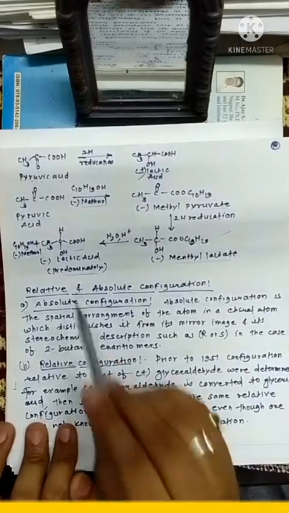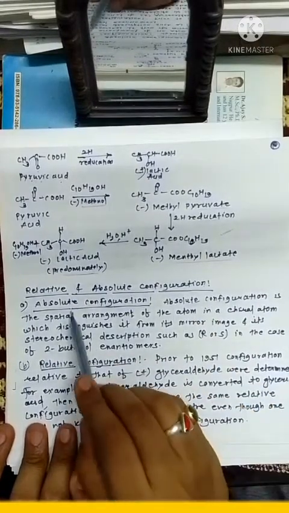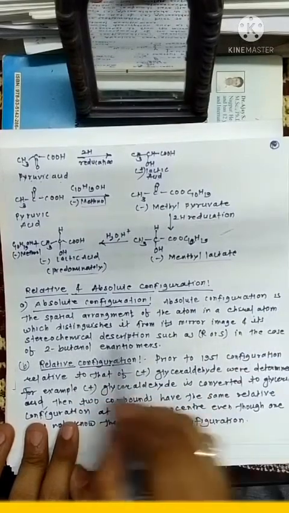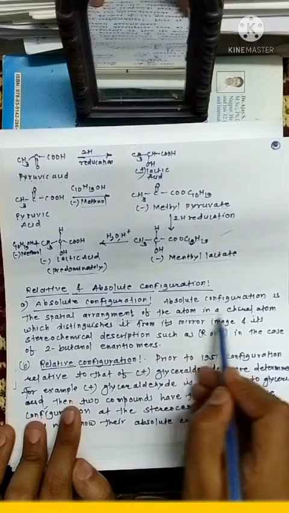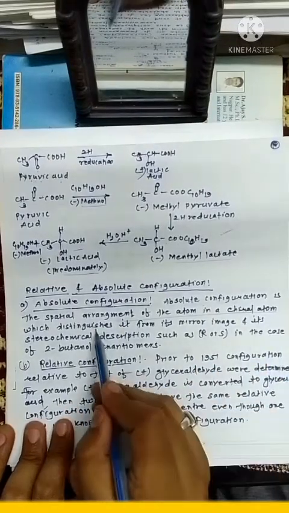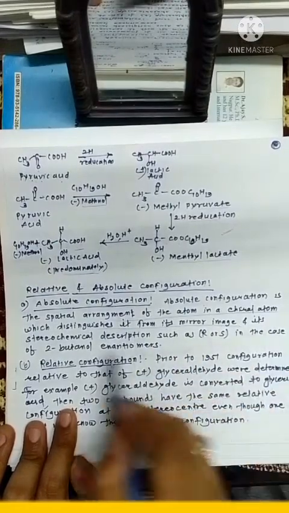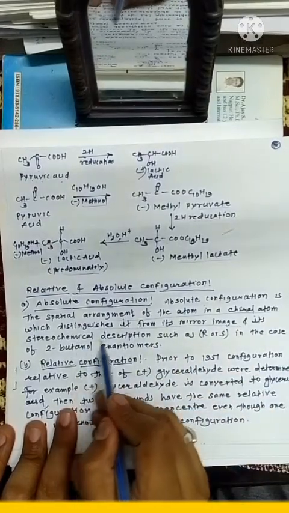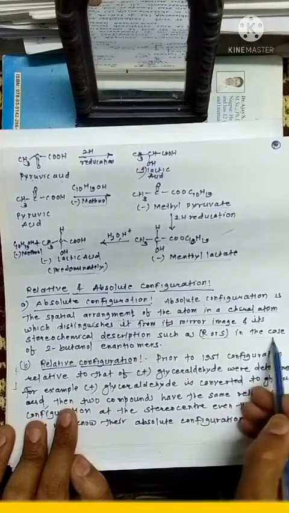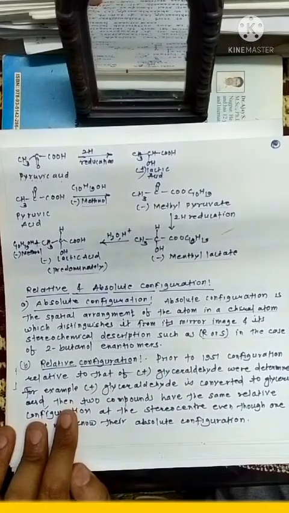Now we are going to discuss relative and absolute configuration. First of all, what is meant by absolute configuration? Absolute configuration is a spatial arrangement of the atoms in a chiral molecule which distinguishes it from its mirror image, and its stereochemical description, such as R or S in the case of 2-butanol enantiomers, is used.